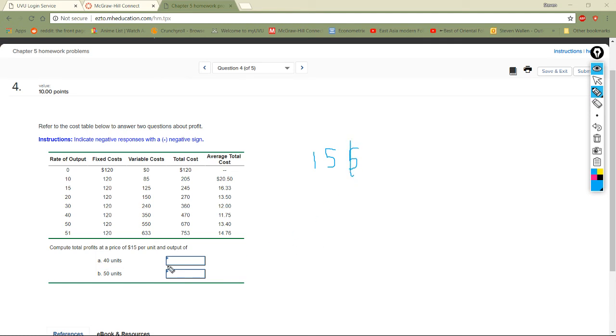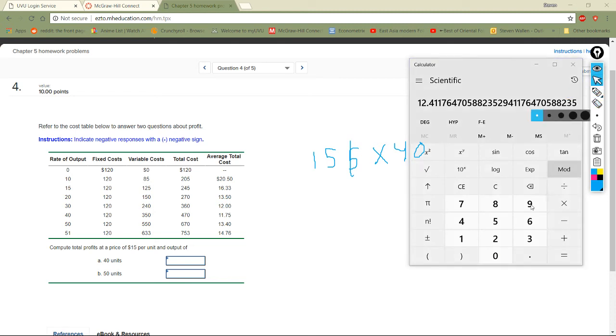Okay, at 40 units, how much is total revenue? Well, just do the math. We'll just pull out the calculator real quick, make it simple. 15 times 40 equals 600. All right, so we got 600 we're working with. 600 here, okay. And what can we see over here? What's our total cost at 40 units? Well, our fixed costs are 120, variables 350, total is 470. So we just minus 470 from here.